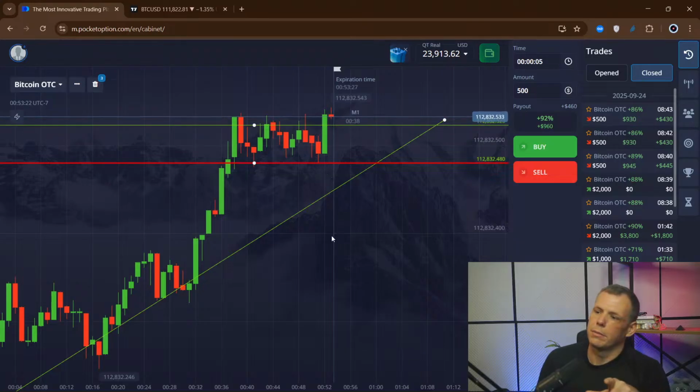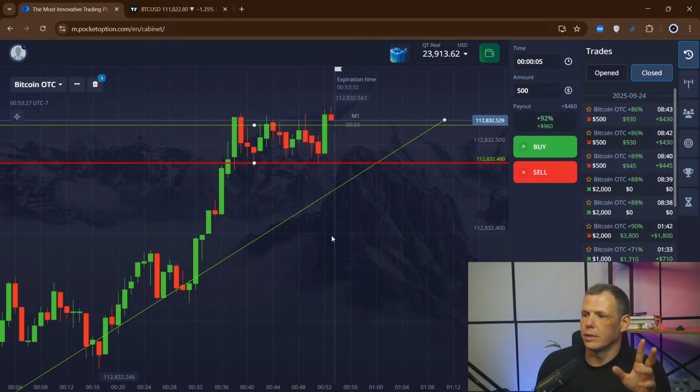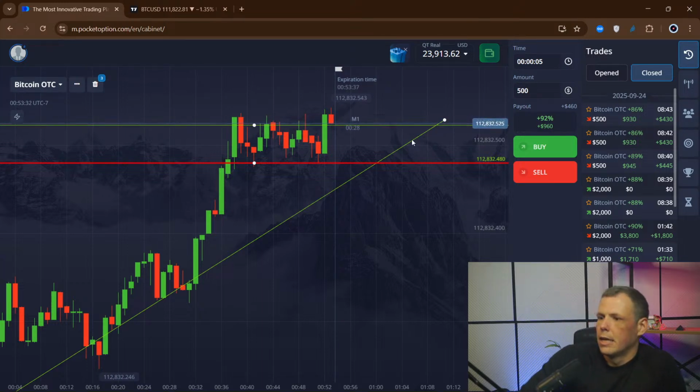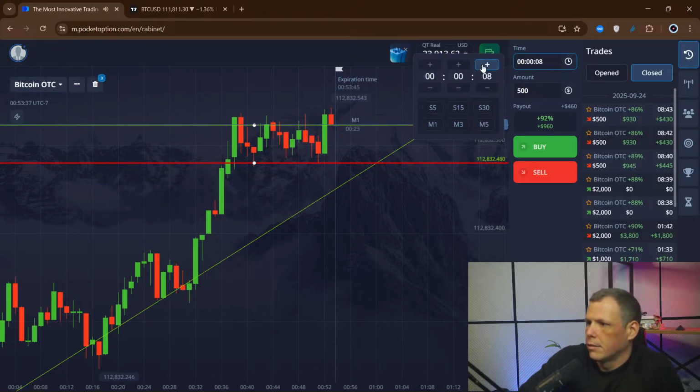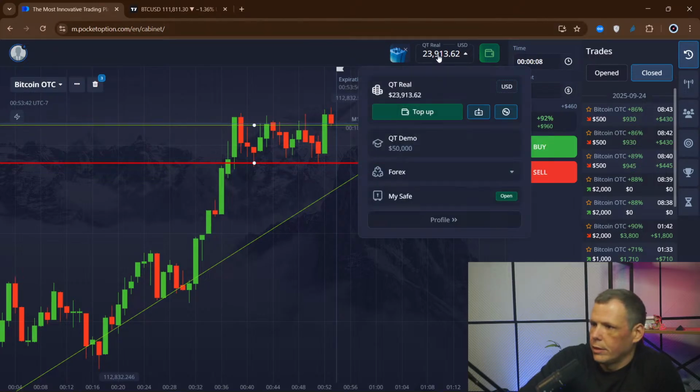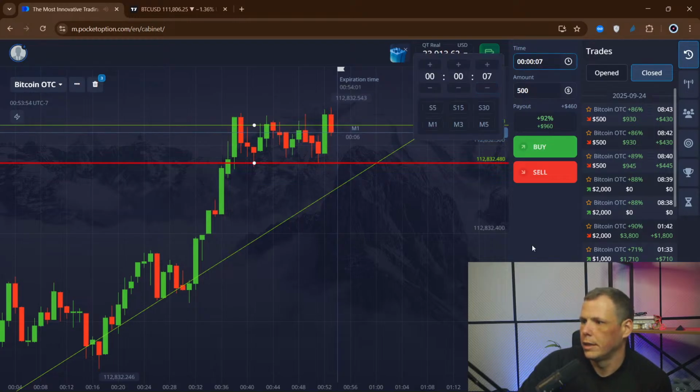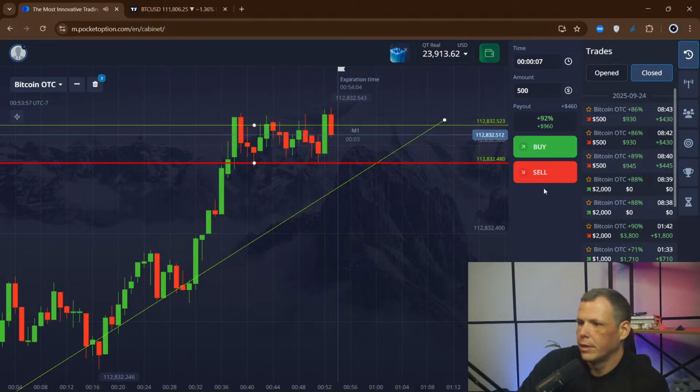We want to have a little bit of confirmation, two candles, what I was telling you yesterday. So we want to see what that candle's going to do. We've got about 32 seconds to see what this candle's going to do. Right now, I'm going to say about 8 seconds on our expiration time. We're sitting around 23,913 on our real account here. So let's see. Yeah, it looks like the seller's going to come in, so probably want to take it down to 7. And we can enter a trade.